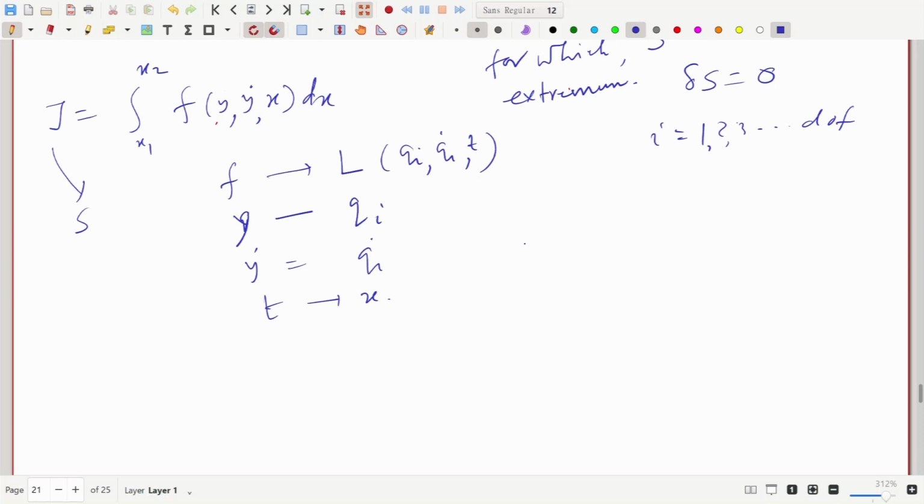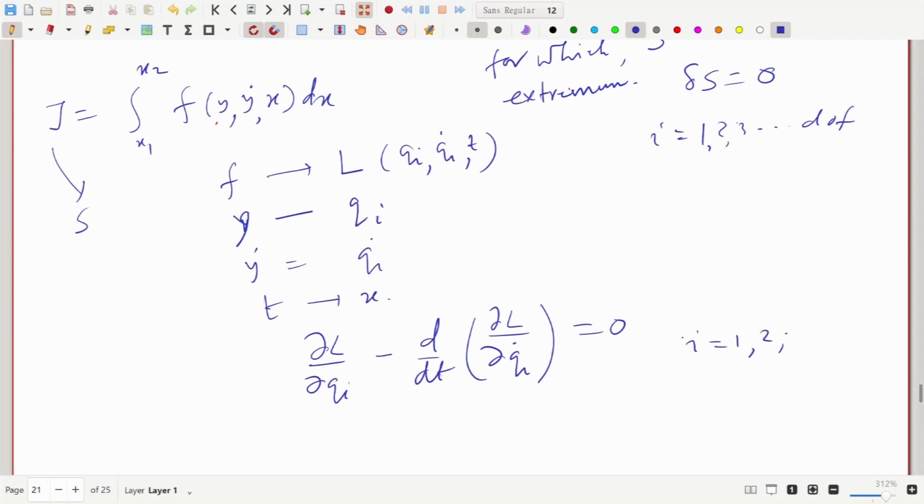So we apply the same technique, the same derivation, and we can obtain the equation to extremize the action according to the second part of Hamilton's principle. We obtain del L del qi minus d/dt of del L del qi dot equal to 0. For all values of i, this will be the equation of the path for which delta S equal to 0.